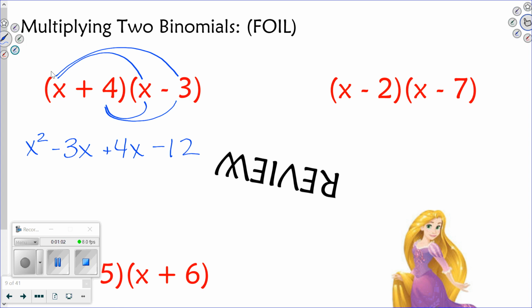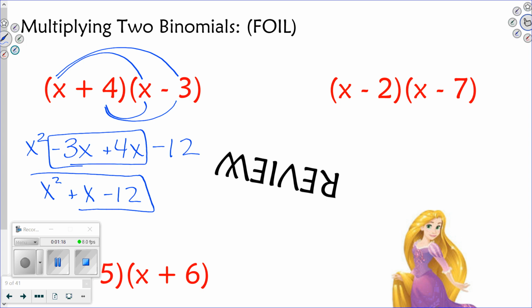And then what would you have done from there? Good, the like terms. And those like terms typically fall right in the middle, right? So we have x squared, that would give me a positive x, or 1x, and then -12.